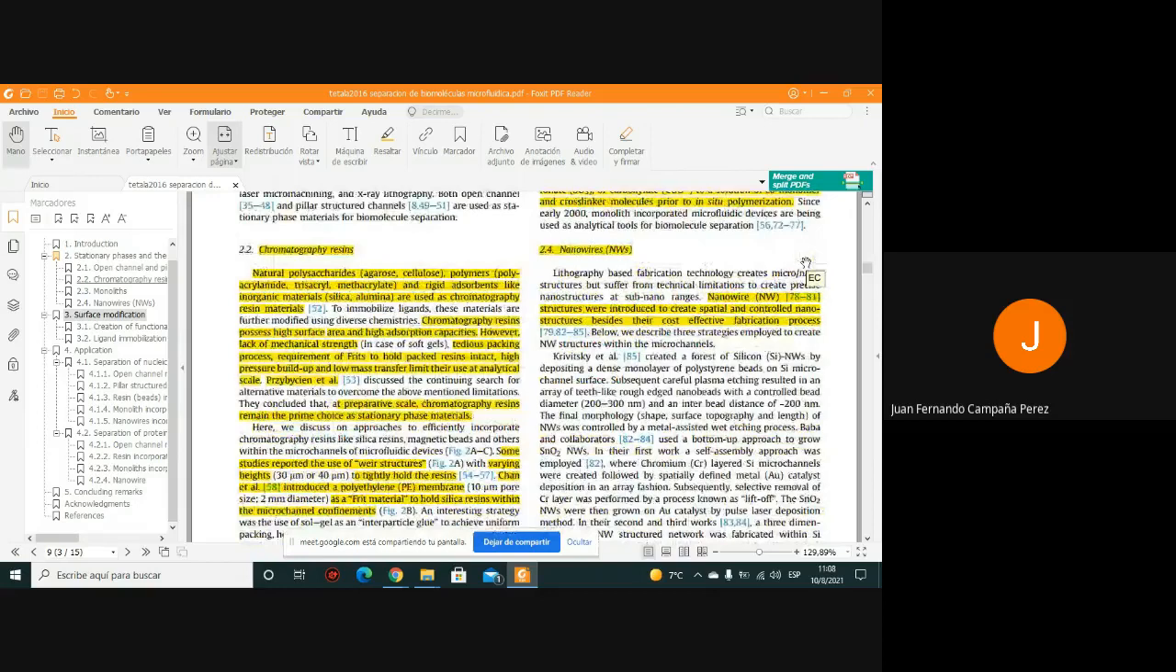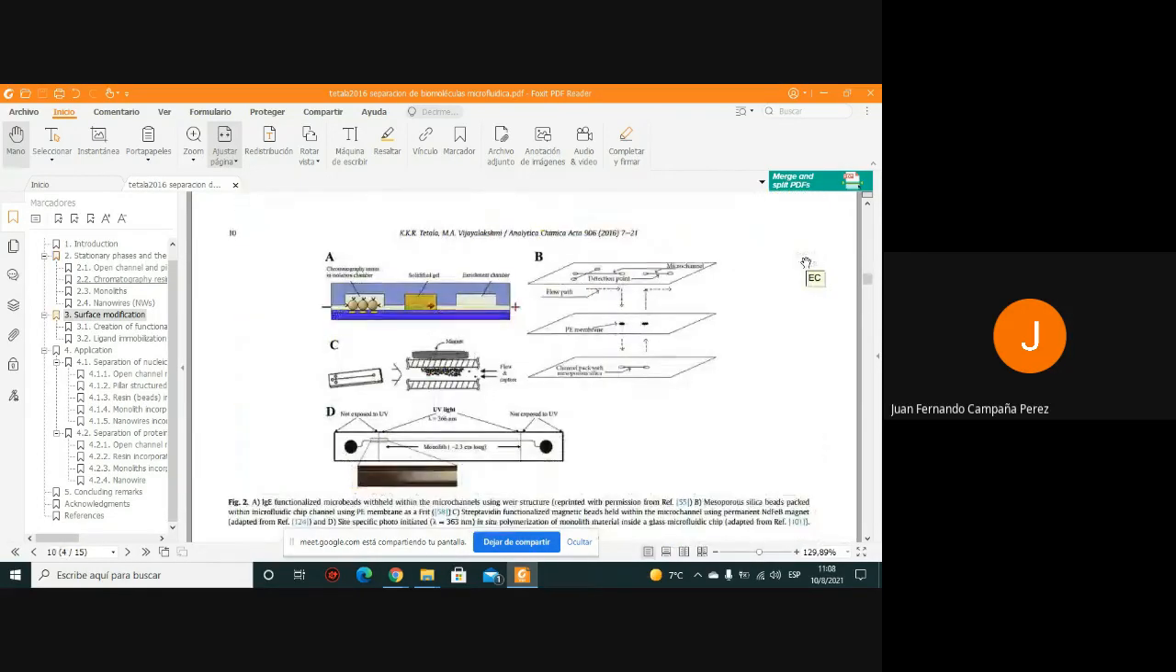And finally, the nanowires. The nanowire structures were introduced to create spatial and controlled nanostructures besides their cost-effective fabrication process. And here we have an image that illustrates these stationary phases and their uses.